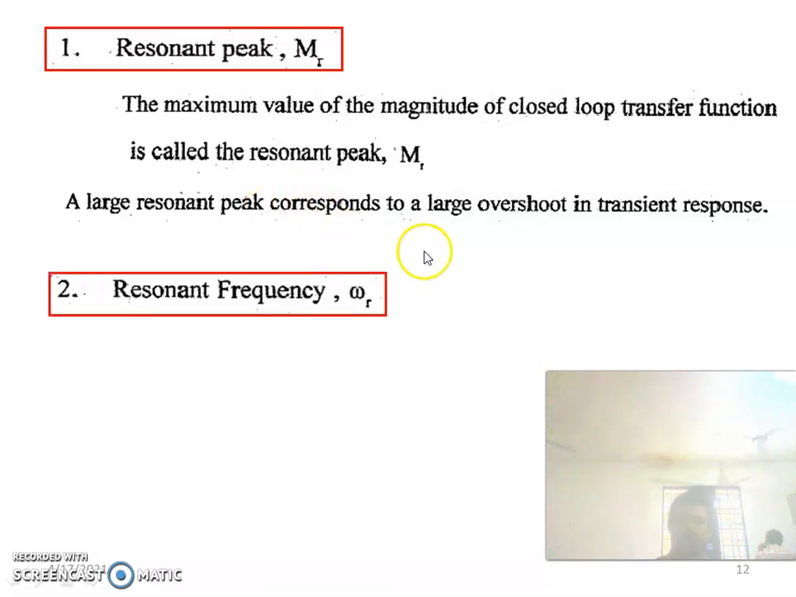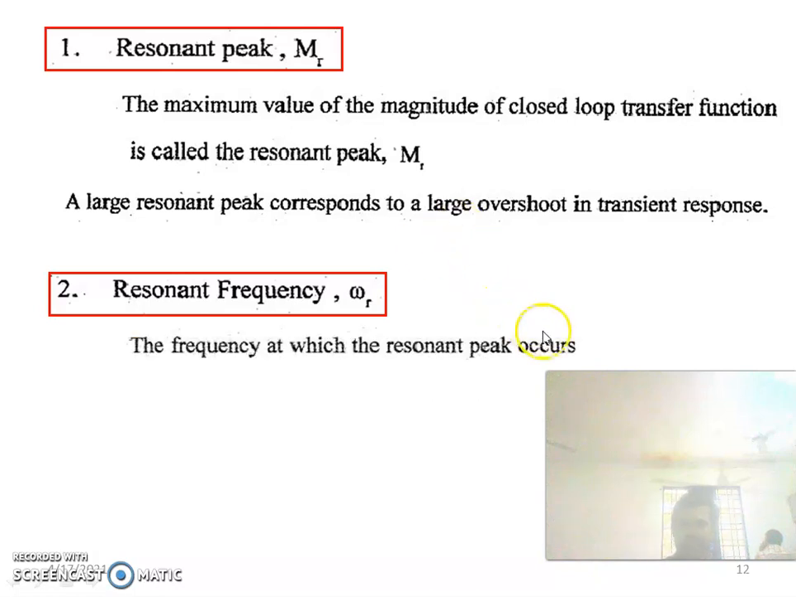Okay. So there are two types of response. One is steady state response, another one is transient response. This resonant peak comes only in transient response. If you have a large resonant peak value, it means there is a large overshoot.